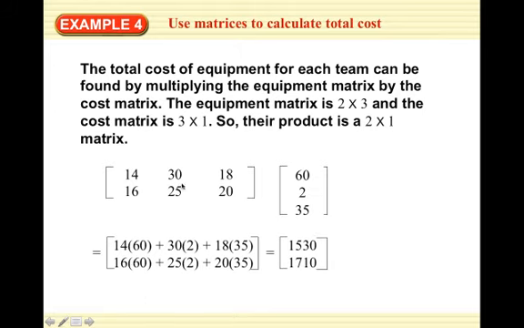For the men's team, when we multiply our men's row in the equipment matrix times the cost matrix, the only column there, you have 16 times 60, so they need 16 sticks at $60 a piece, plus they need 25 pucks at $2 a piece, plus they need 20 uniforms at $35 a piece, and they end up with $1,710.